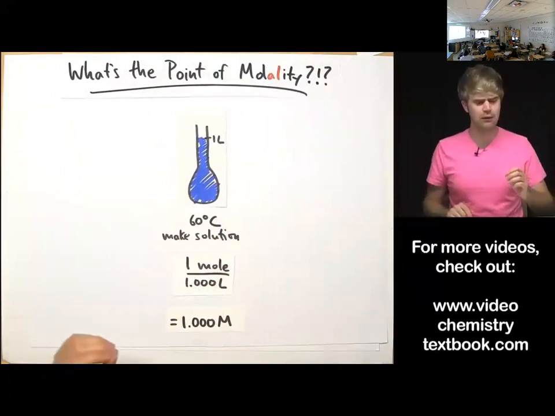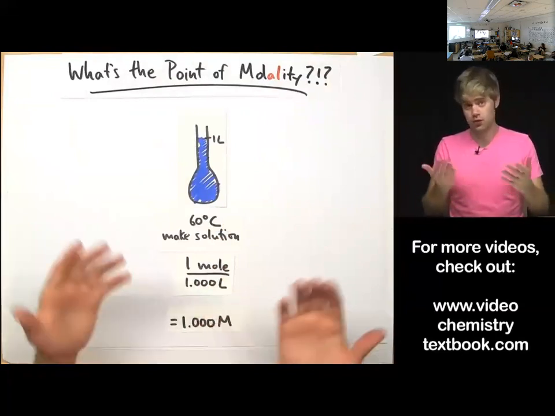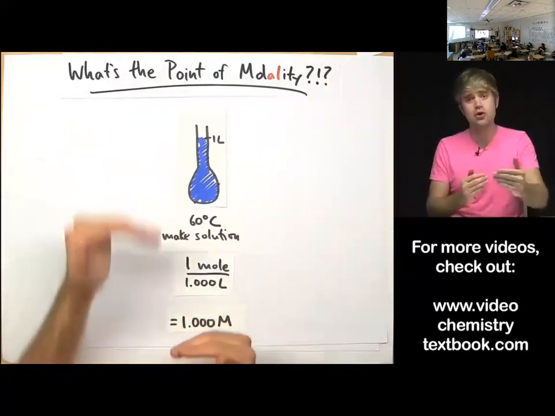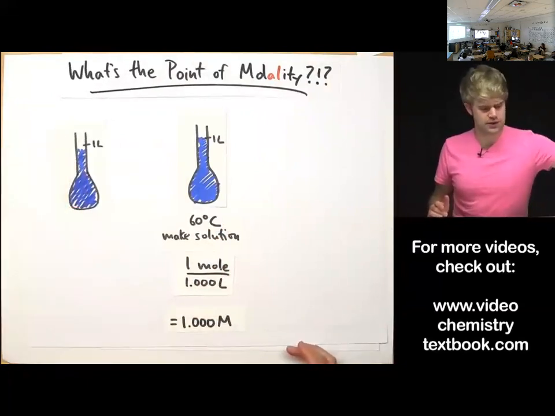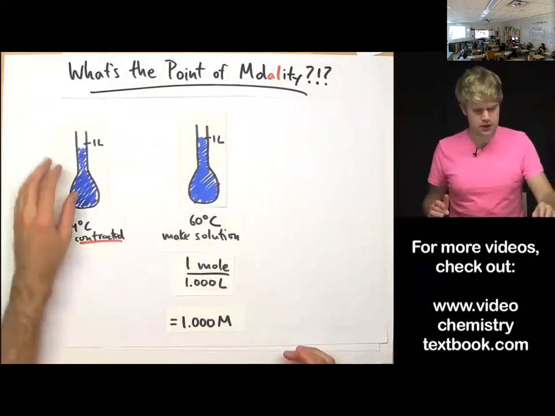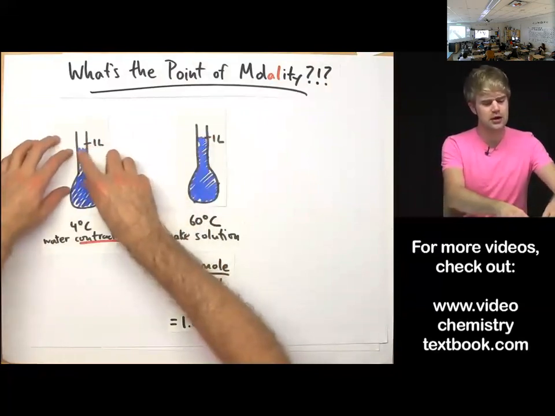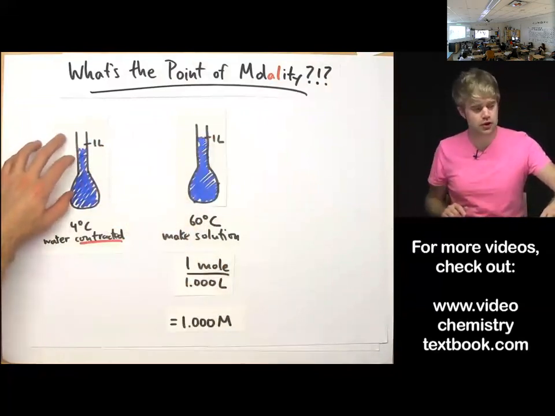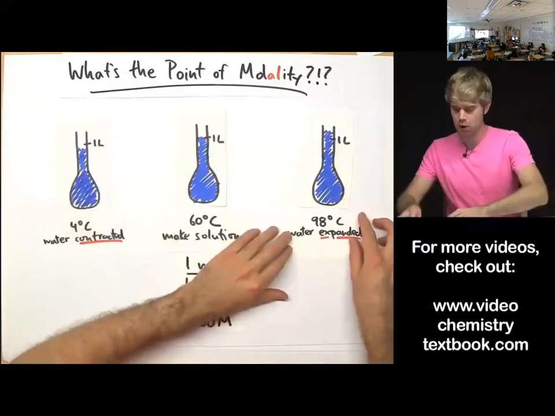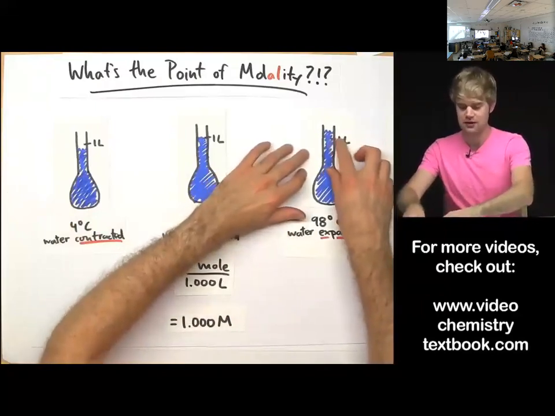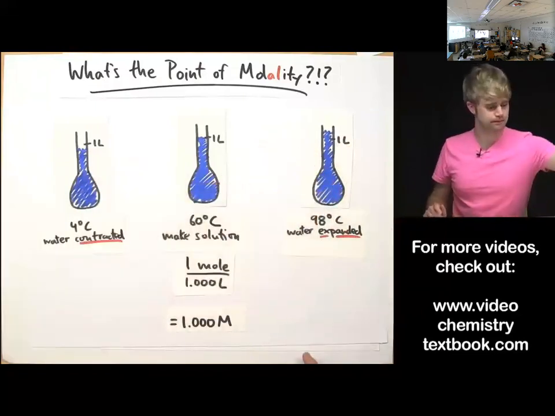Okay, now here's the thing. You may not know this, but water and a variety of solvents can expand or contract depending on the temperature or the pressure. So if we cool things down to, say, 4 degrees Celsius, check this out. The water that used to reach the 1 liter mark here has now contracted so that I have less than 1 liter of solution here. And on the other hand, at temperatures above 60 degrees, the water will expand. So instead of 1 liter here, now I have more than 1 liter of solution in this flask.